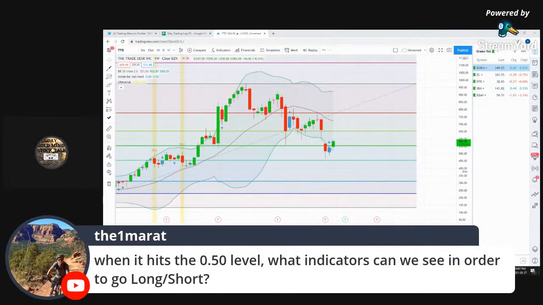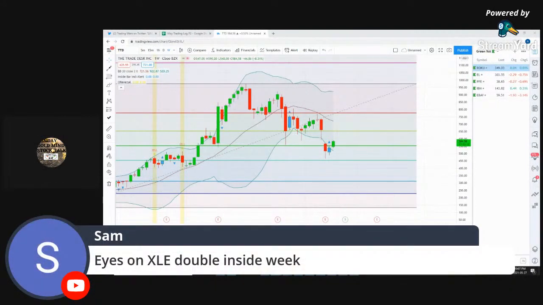Okay, question. When it hits the 50 level, what indicators can we see in order to go long or short? You can use inside bar. You can use outside bar. There's so many ways with the fibs. I talk about a lot in my book. There's limit orders. There's candlestick patterns. There's a lot. So you need to pick the one you want to stick with, and you need to apply it every single day.